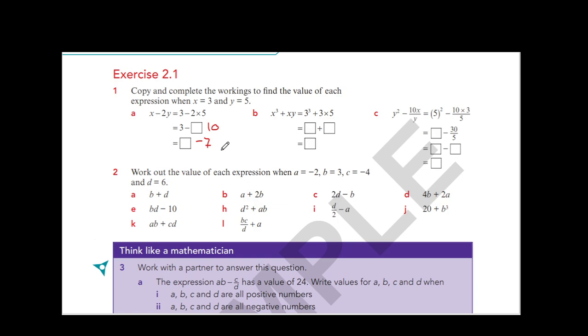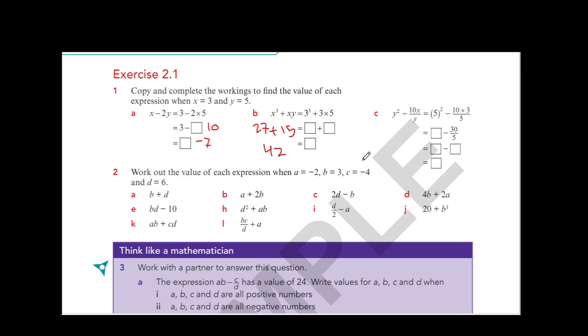In part B, the expression is x cube plus x into y. We will again substitute the values of x and y. So the cube of 3 will be 27, plus by multiplying 3 into 5, the answer will be 15. By adding 27 plus 15, the answer of part B will be 42.